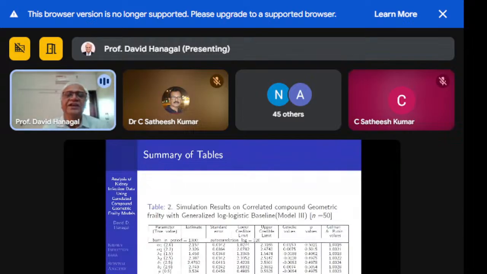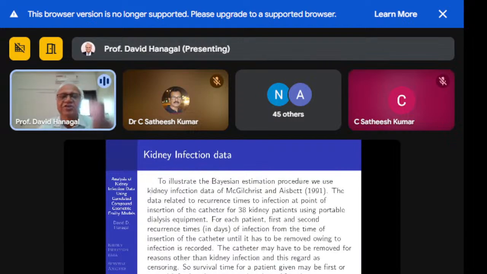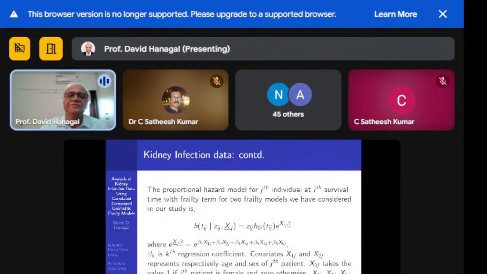Similarly, in the case of model 3, this is based on the baseline generalized log logistic, of the kidney infection data. This was already discussed in detail for 38 patients. We are now analyzing this data based on these correlated frailty models with 5 covariates and 2 recurrence times. And this is the model we are using for that.